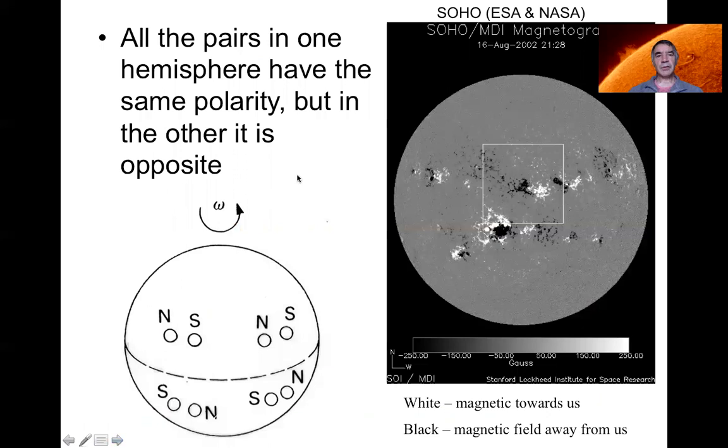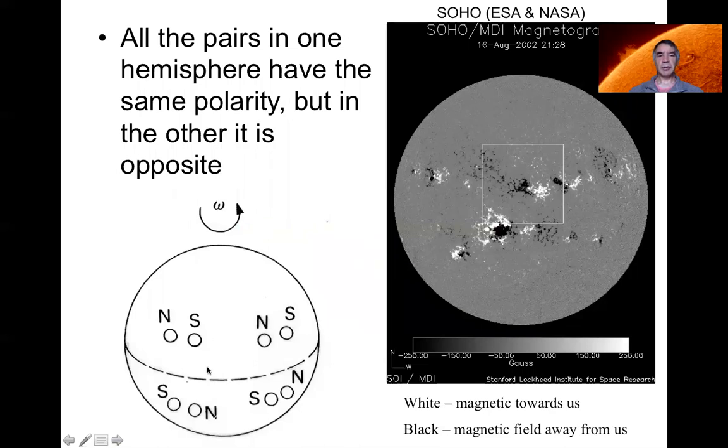Okay, so I mentioned just now that there's a way of measuring this polarity. Let me talk about the pattern here first. Once you can reveal the polarity, a very particular pattern is noticed.